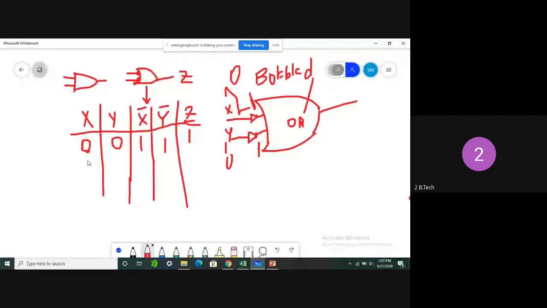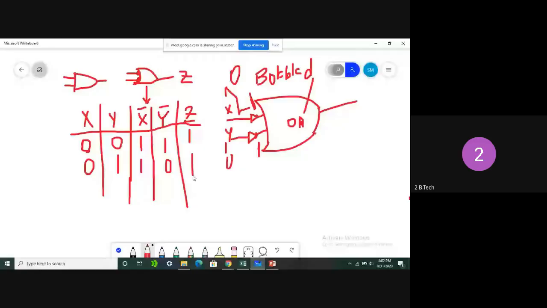Again, take another combination 0, 1. So what happened for X bar? It is 1. For Y 0, Y bar it is 0. Again 1 is there. If it is an OR gate, if 1 is there in the inputs, the output is obviously 1. Very good. One more combination is there, 1, 0.